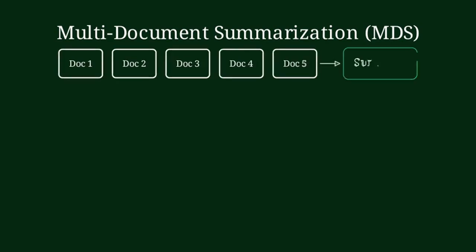In this video, we will learn how artificial intelligence creates a single concise summary from many documents. This is called multi-document summarization, or MDS. Imagine 5 different news reports about the same football match. We want one short paragraph that tells the whole story without repeating itself.